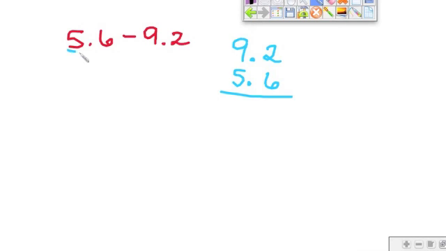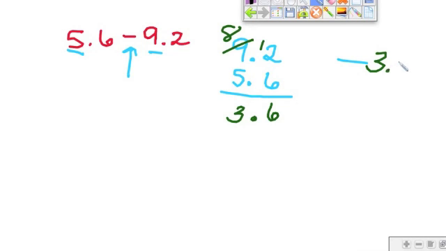How do I know that? Well, I look at this first digit. Which number is bigger, 5 or 9? The 9 is bigger. So I'm going to keep that negative sign. So I know my answer is going to be negative. So now let's just go ahead and subtract. 2 take away 6, well, you can't do that. So we borrow from the 9, it becomes an 8, and this becomes a 12. 12 take away 6 gives me 6. Bring down your decimal, and 8 take away 5 gives me 3. So your final answer is negative 3.6.